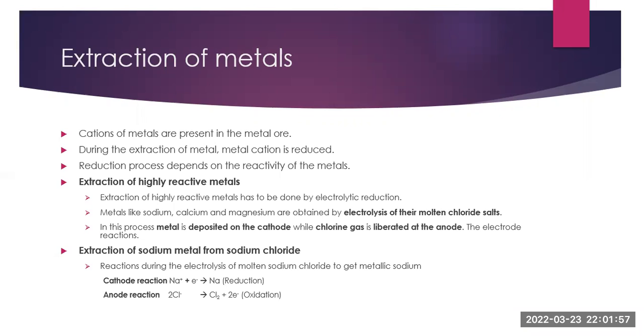Extraction of highly reactive metals has to be done by electrolytic reduction. Metals like sodium, calcium, and magnesium are obtained by electrolysis of their molten chloride salts. In this process, metal is deposited on the cathode while chlorine gas is liberated at the anode.